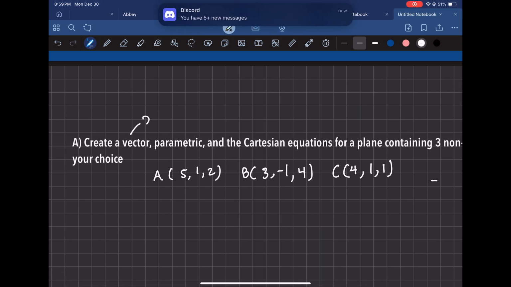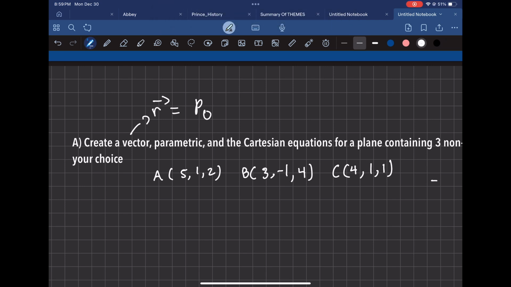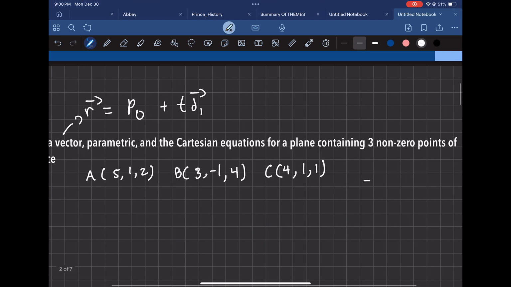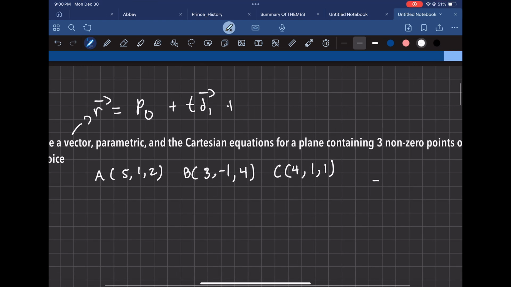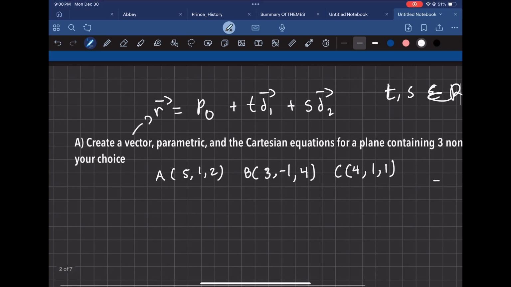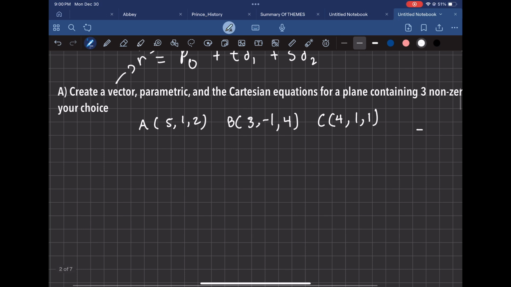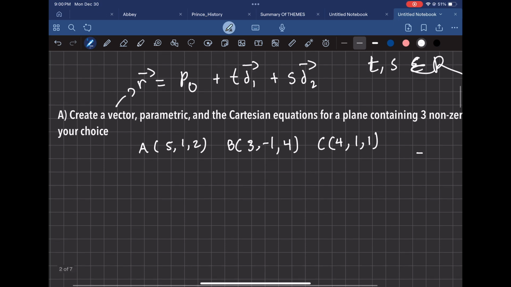So the vector equation is defined by the equation r equals P0, which is the point given, plus t d1. And since this is a plane, there's going to be two direction vectors, and that's the second direction vector. And t and s can be any real number because these are just scalar factors that are going to stretch or compress our direction vectors. So that's what we're working with right now. And now we need to find out what direction 1 and direction 2 are equal to.